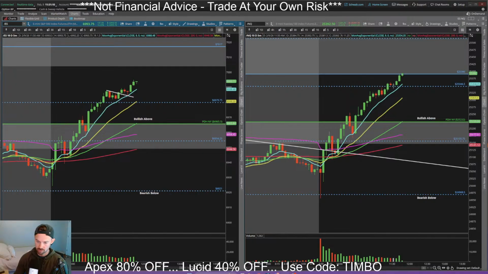I should have just held my runner from the first trade. I got a little bit tight with it. Could have held it all the way up to this overnight high level. Just ride the EMAs up.